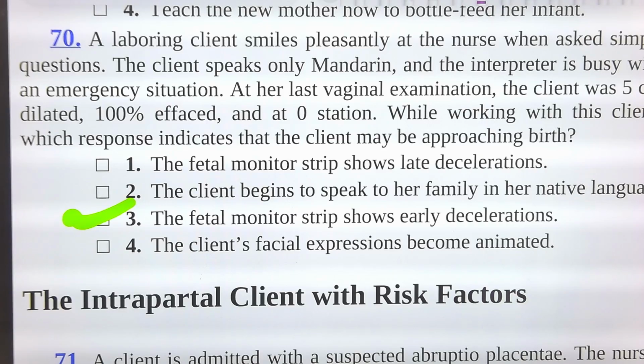If we see in the strips, the fetal monitor strip shows early decelerations, that means the mother is going to birth the baby.